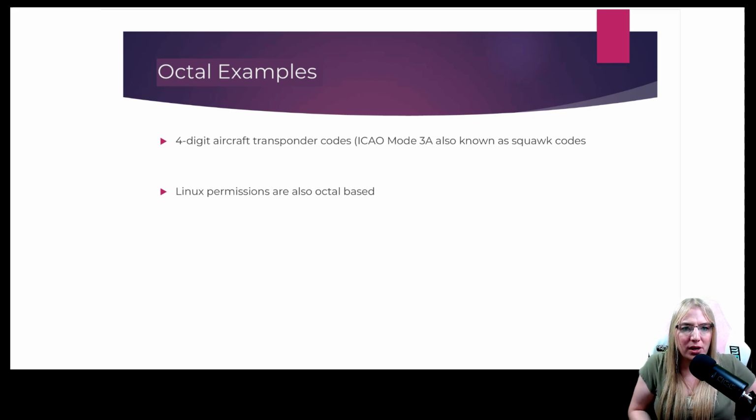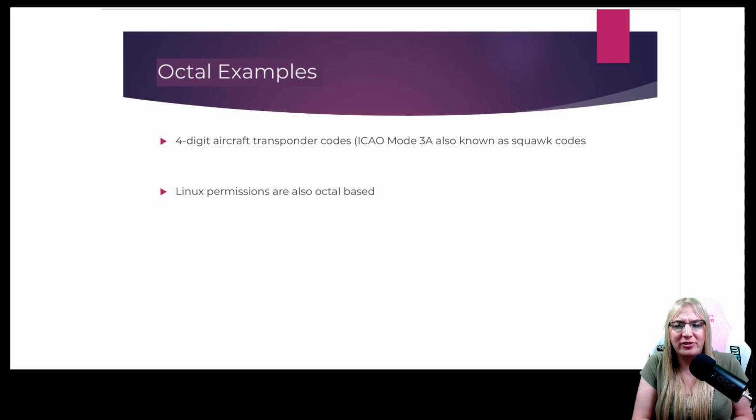Okay. So a couple examples, and there's many out there. One of them is a 4-digit aircraft transponder, also known as ICAO Mode 3A, or you may have heard it called the squawk code. That is a 4-digit number. 12 total bits make up the entire value. And it's used by air traffic controllers and others to identify aircraft. So 1200, for example, you might see that. It's for VFR, Visual Flight Rules aircraft. And there's some other ones as well.